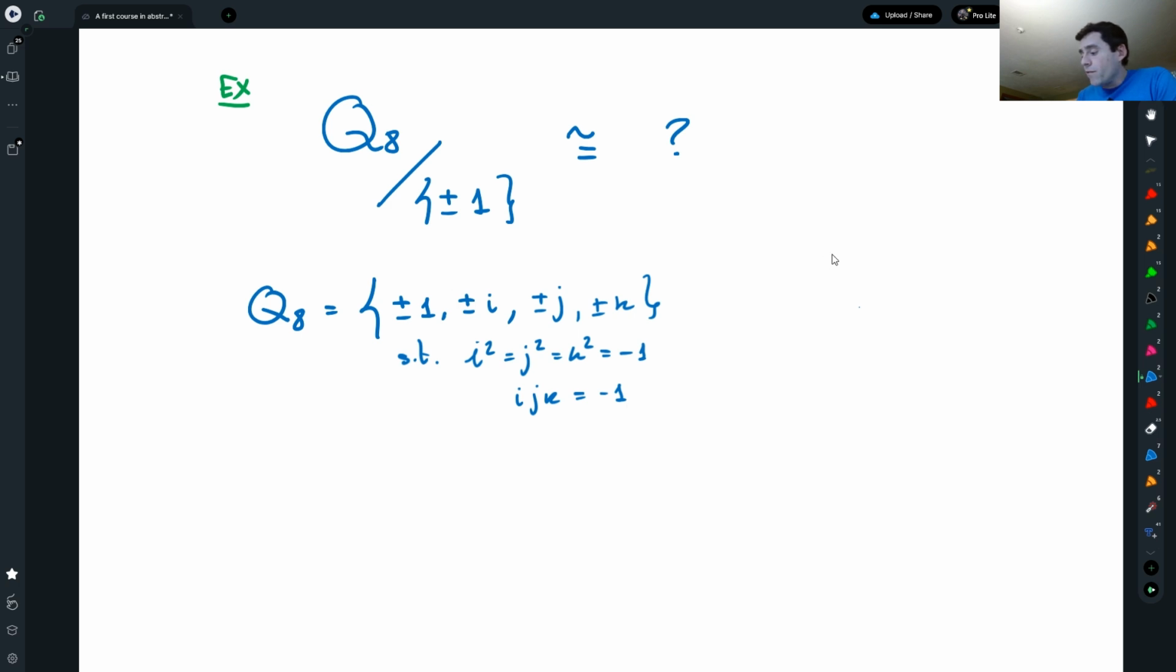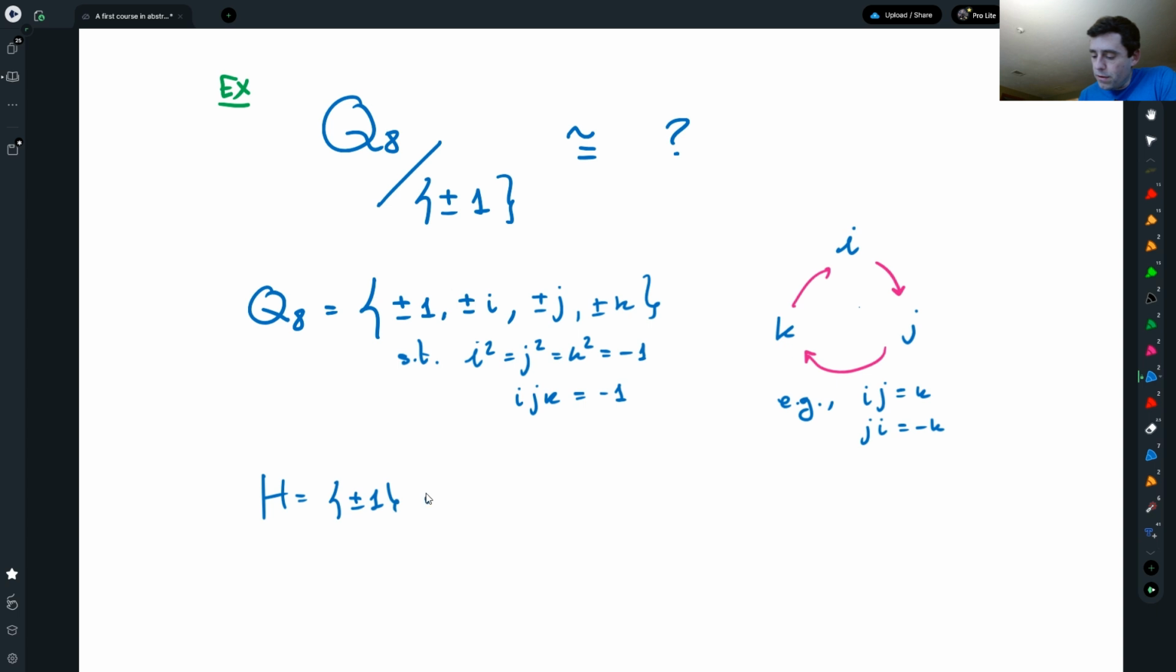But we also have that for i, j, and k, if you go in this direction, so if you multiply i by j, you get k. If you multiply j by k, then you get i, and so on. While if you go in the opposite direction, then you get the negatives. So i times j is k, but j times i is minus k. Okay, great. And then you can check that H itself is a subgroup.